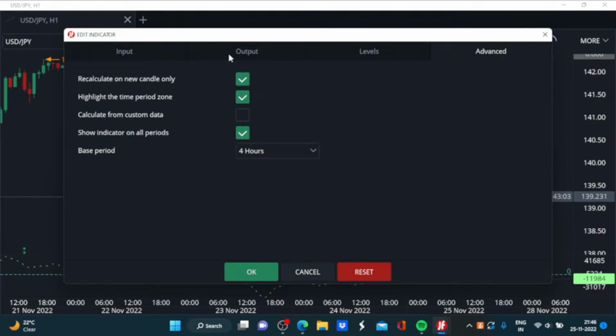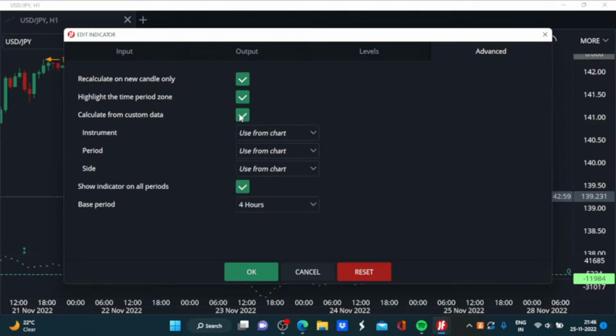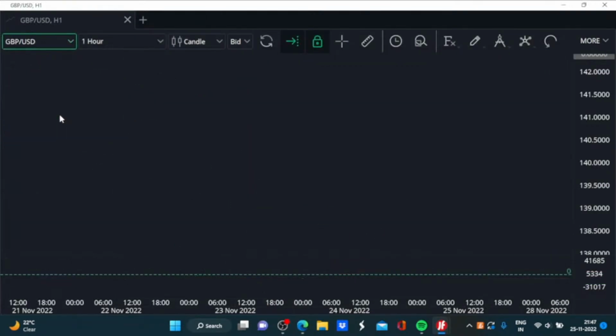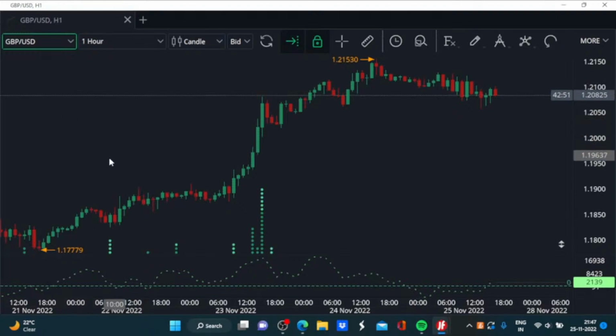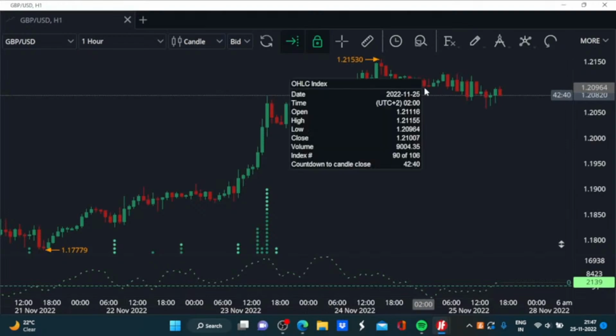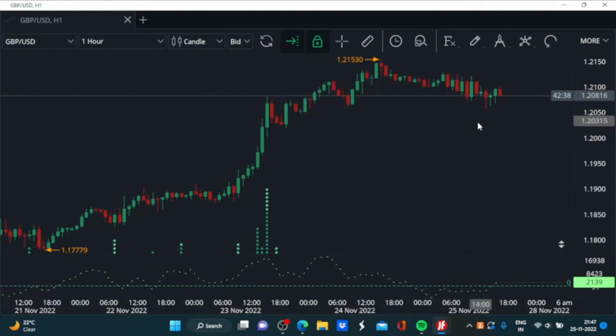Calculate from custom data. The customization can be done further for the instrument and the candle period. You can use this indicator on almost all of the instruments available on the platform. So there is an indicator which is going to work well, as I said, for almost all of these instruments. So you get to decide which instrument you want to work with, and then figure out the trading opportunities for that instrument accordingly. So you have this choice.